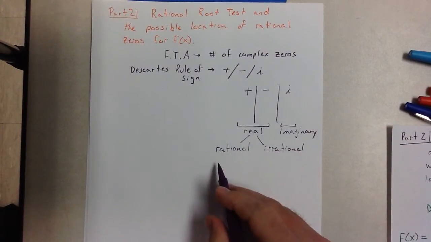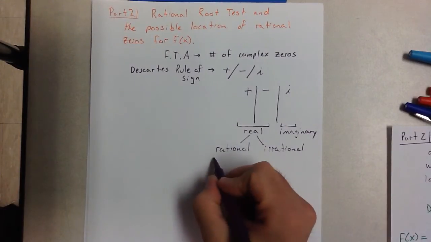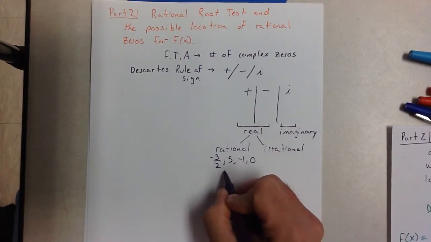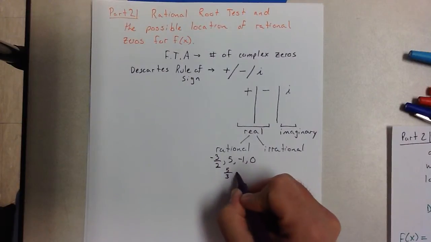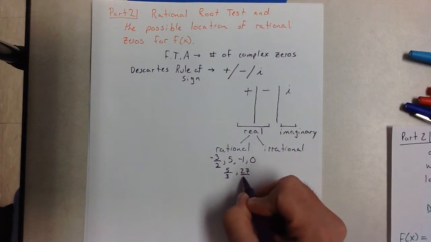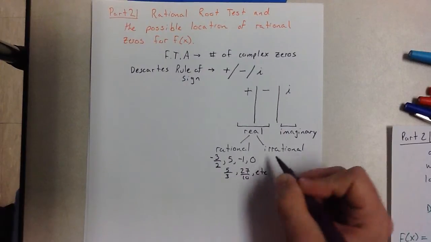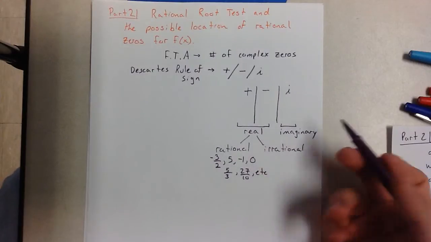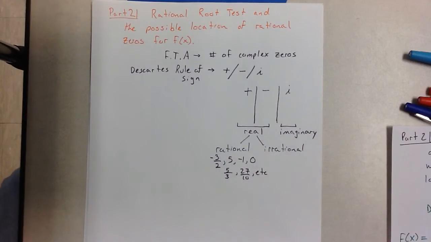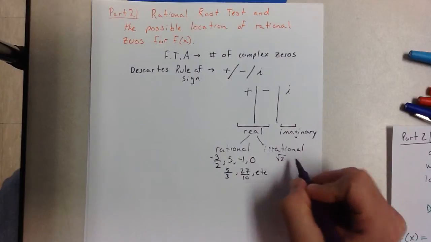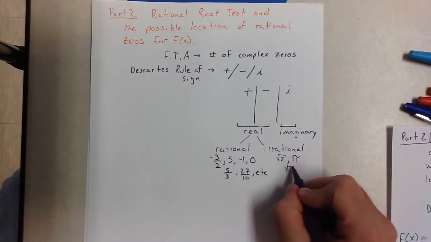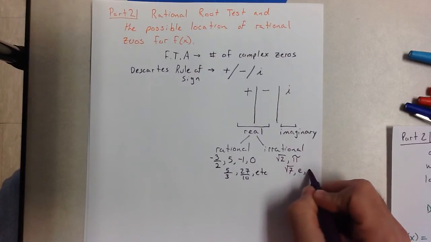Remembering, rational, this could be any number that can be written as a fraction. So -3/2, 5, -1, 0, 5/3, 27 tenths. Any number that can be written as a fraction, we consider it to be rational. And the exact opposite for irrational. If it's a number that cannot be written as a fraction, we call it irrational. So square root of 2, pi, square root of 7, this number e, and so on.